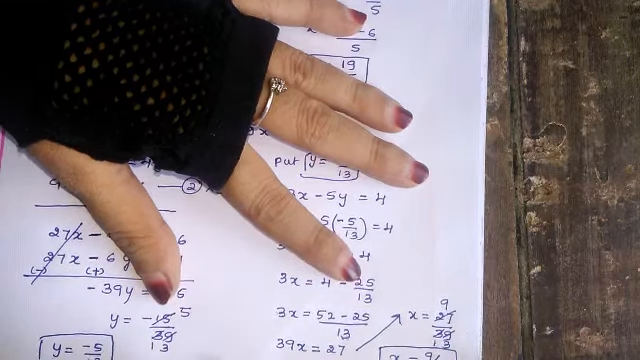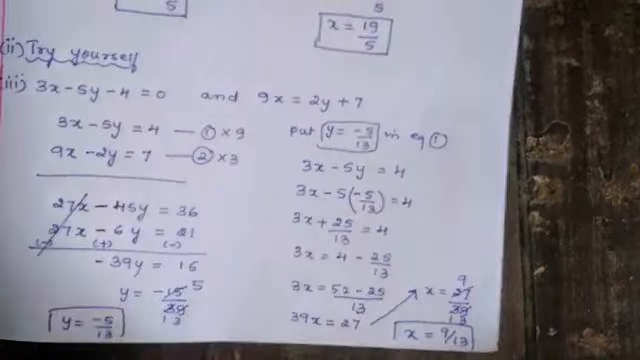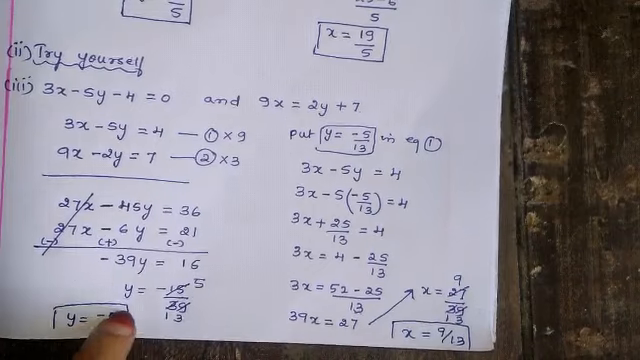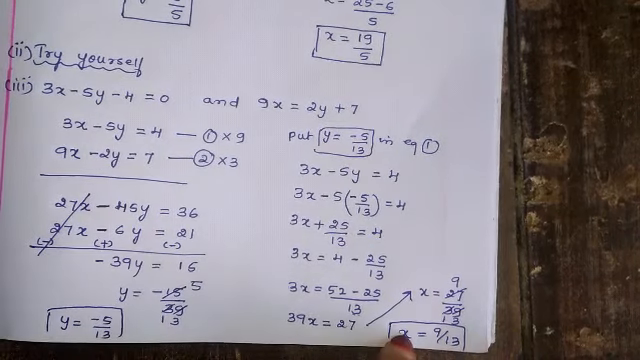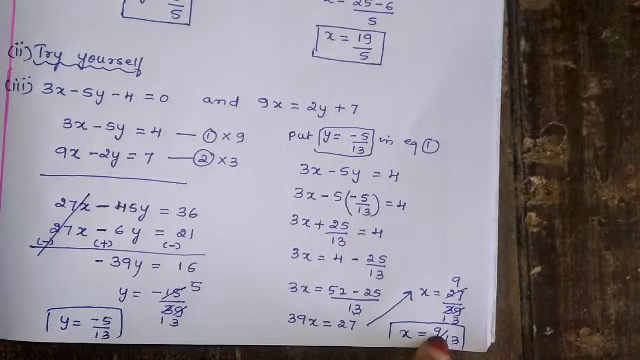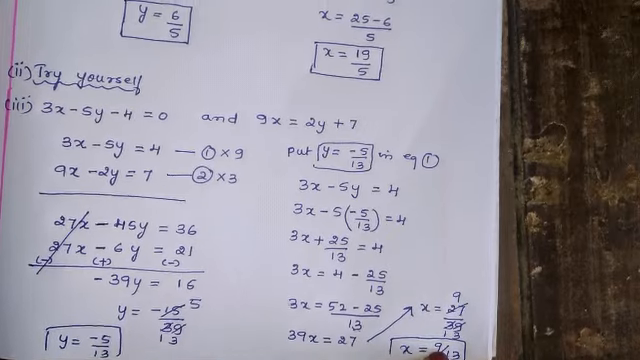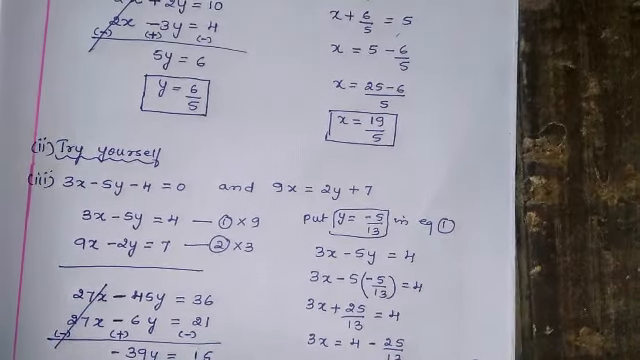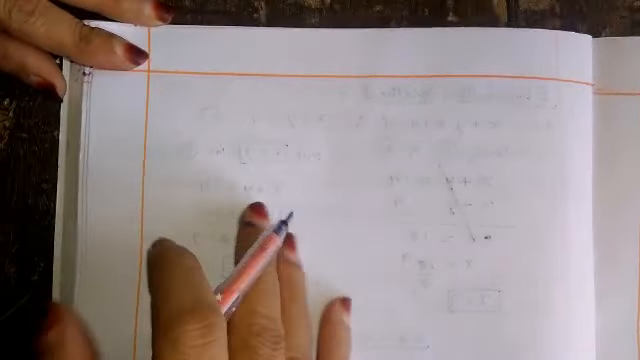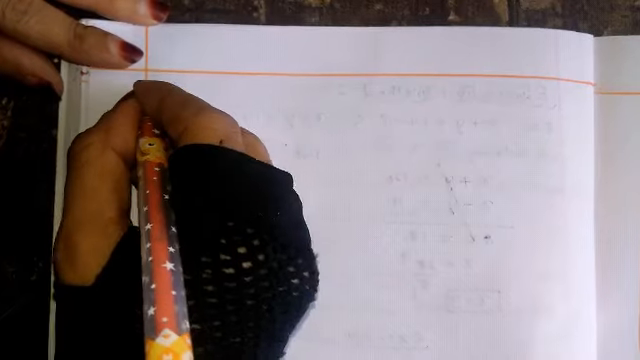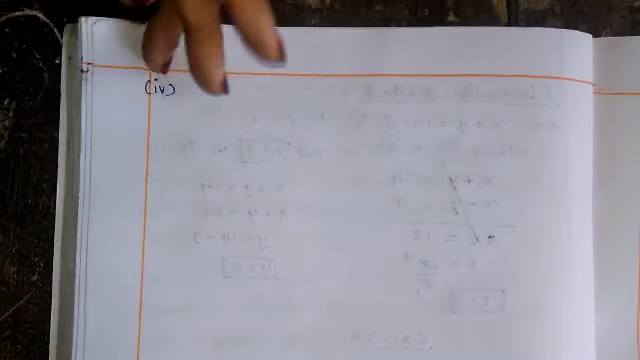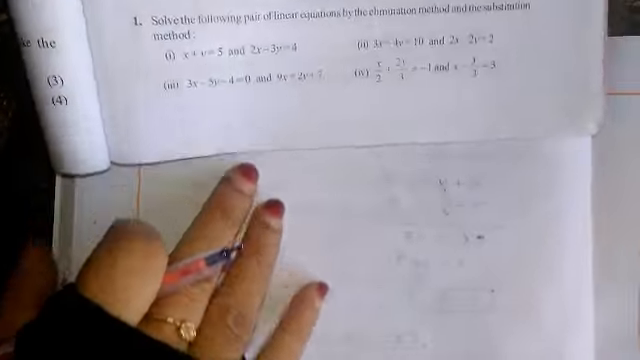Y value we got, I'll clearly show one time. Y value minus 5 by 13 we got, x value we got 9 by 13. So this completes the third problem. Let me try now the fourth one. I'll do the fourth problem. Okay. So the fourth question is a bit different. Let us see question 4.